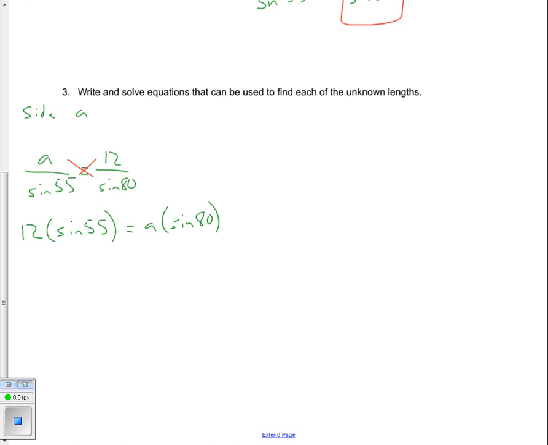Now, you'll notice that I haven't converted sine 55 and sine 80 degrees into decimal numbers yet. I've done that deliberately. I don't want to convert them until I absolutely have to at the end in order to maintain as much accuracy as I possibly can.